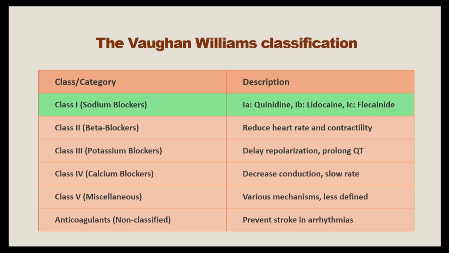Class 1 agents, also called sodium channel blockers, are further subdivided into IA, such as quinidine, IB, like lidocaine, and IC, including flecainide. Class 2 agents consist of beta blockers, while Class 3 includes potassium channel blockers, and Class 4 comprises calcium channel blockers. A fifth category, Class V, covers miscellaneous agents. These classifications are based on how the drugs influence cardiac ion channels or autonomic regulation.